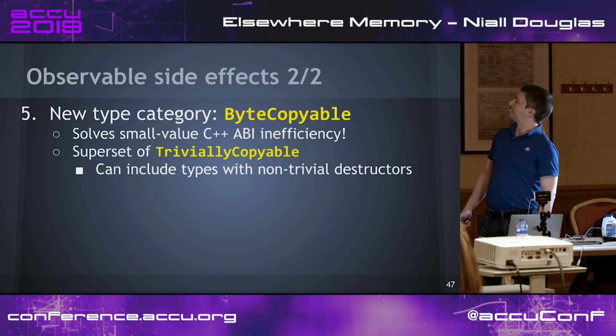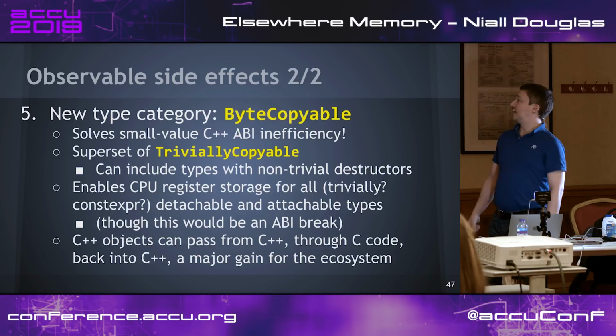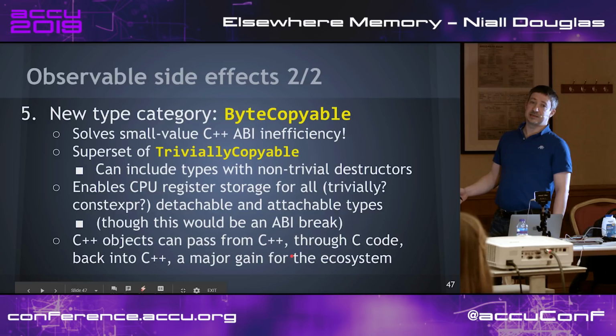So because of that, you can include your non-trivial destructors, include the CPU register storage, and yes, it would be an ABI break, but hey, we can do that. It can happen from time to time. And something interesting is that at the minute, getting C++ objects of any complexity, i.e. non-trivially copyable ones, through C code is a pain in the hole, basically, because you have huge trouble with copyability.